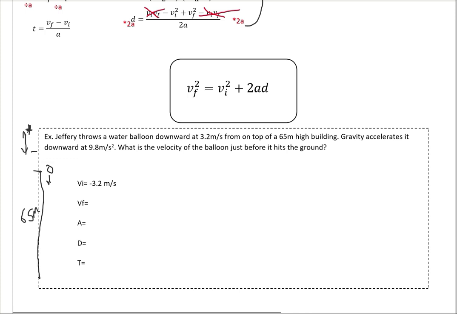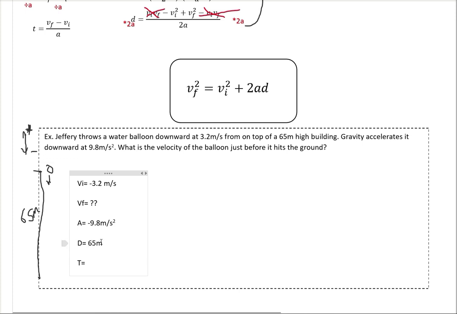And then the final velocity was the velocity that it ends with. That's the velocity as it's hitting the ground, so just before it hits the ground. So that's actually the thing that we are asking for. What is the velocity that it is going to hit the ground with? The acceleration is gravity, so negative 9.8 meters per second squared. There we go.